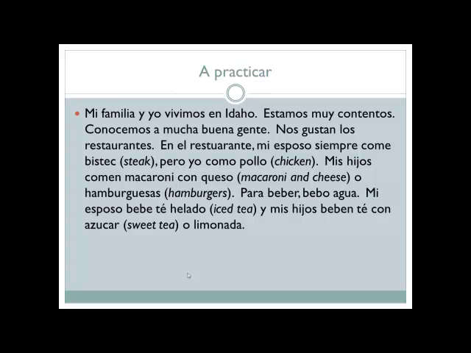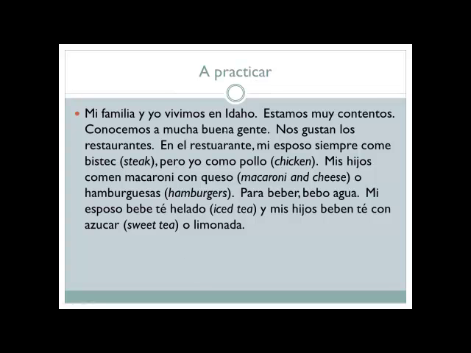Estamos muy contentos. Conocemos a mucha buena gente. Nos gustan los restaurantes. En el restaurante, mi esposo siempre come bistec, pero yo como pollo. Mis hijos comen macaroni con queso o hamburguesas. Para beber, bebo agua. Mi esposo bebe té helado y mis hijos beben té con azúcar o limonada. Most of these words you'll recognize because they've been part of this lesson already.